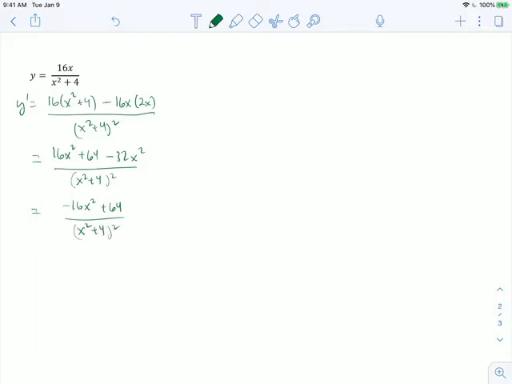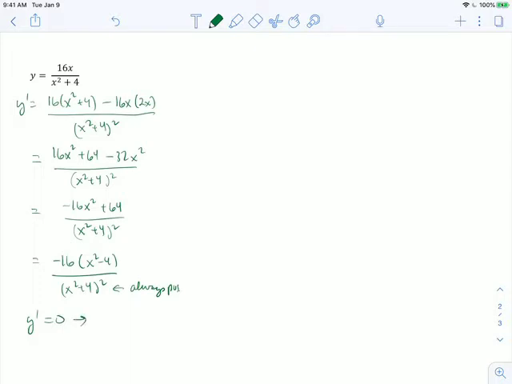And I can do a little bit of work in that numerator. I can factor out a negative 16, leaving me with negative 16 times x squared minus 4 over x squared plus 4 squared. So notice that the denominator is always positive here. X squared plus 4 will always be 4 or bigger, and if I'm squaring that number, it's certainly also going to be positive. And so my only critical number here is going to come from setting y prime equal to 0.